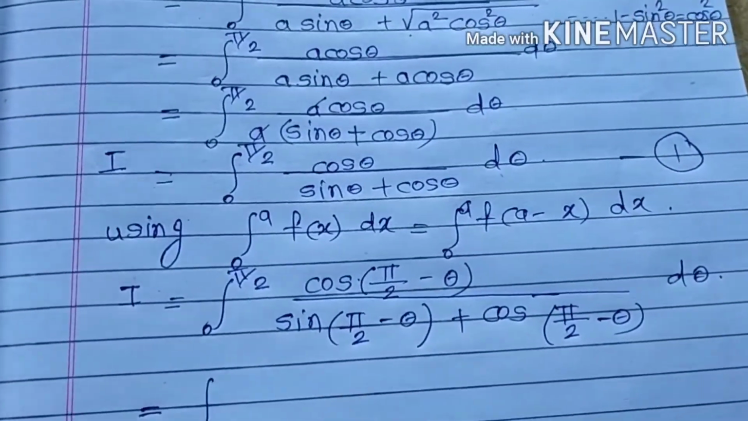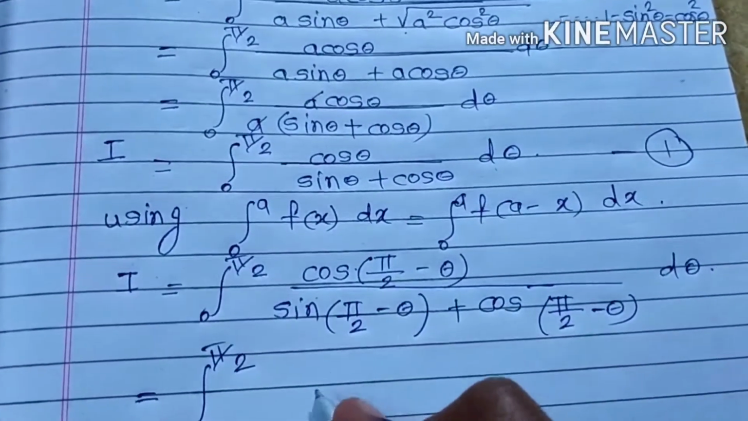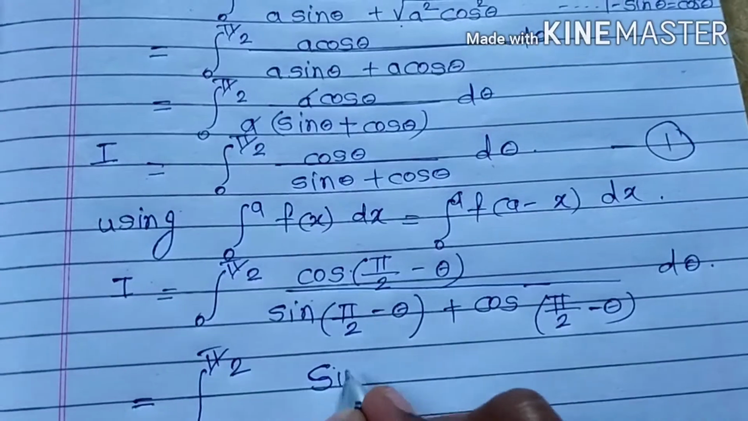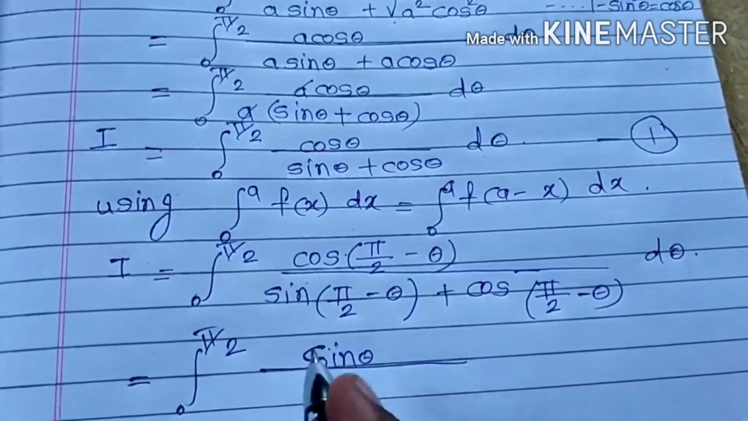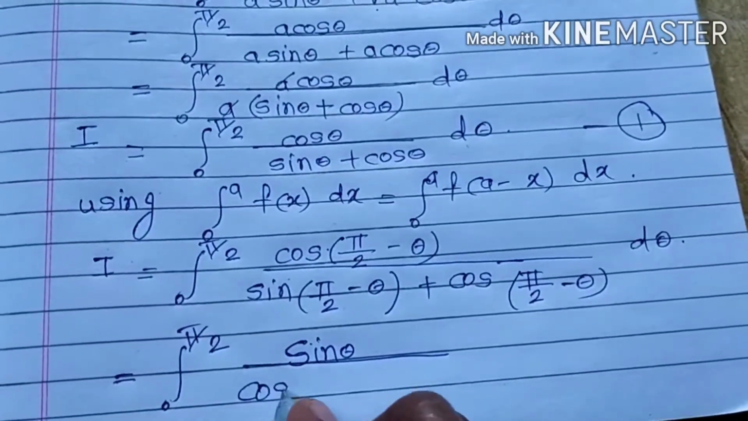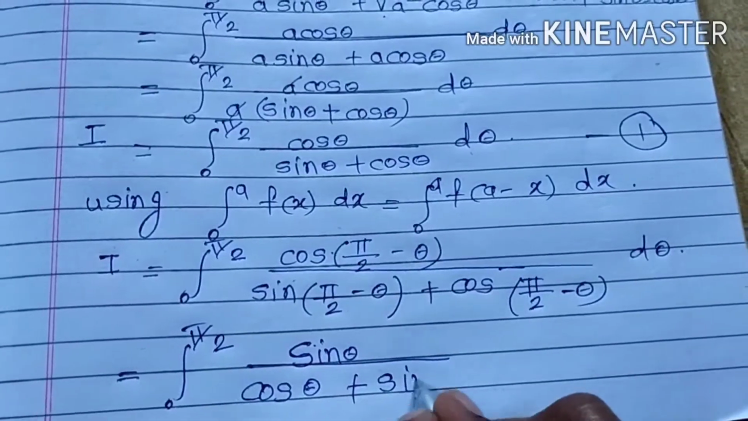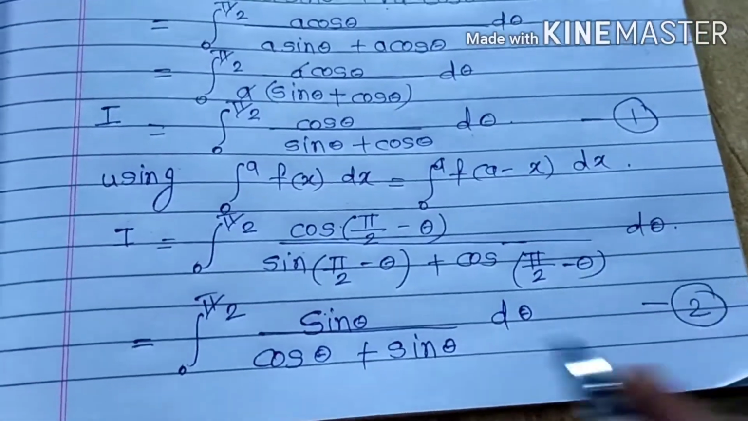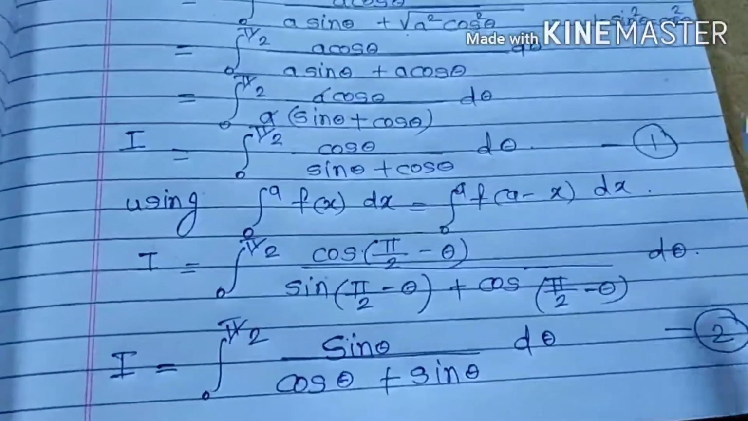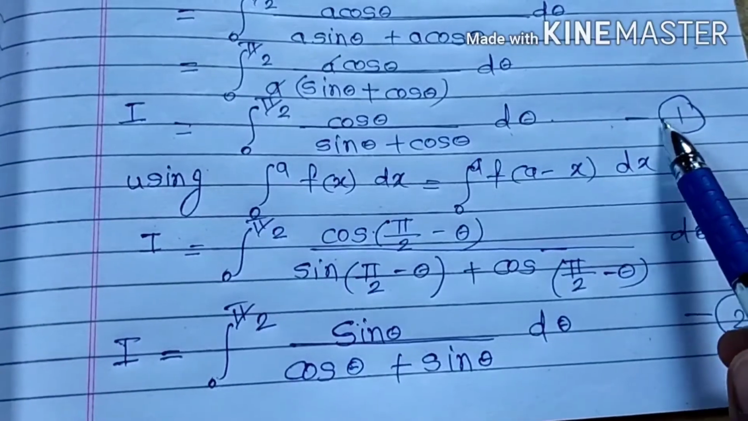So by using allied angles, this will change. Cos of pi by 2 minus theta becomes sin theta, and sin of pi by 2 minus theta becomes cos theta. So here sin theta upon cos theta plus sin theta d theta. Call it equation second. You can observe equation first and equation second. Now adding equation 1 and equation 2.